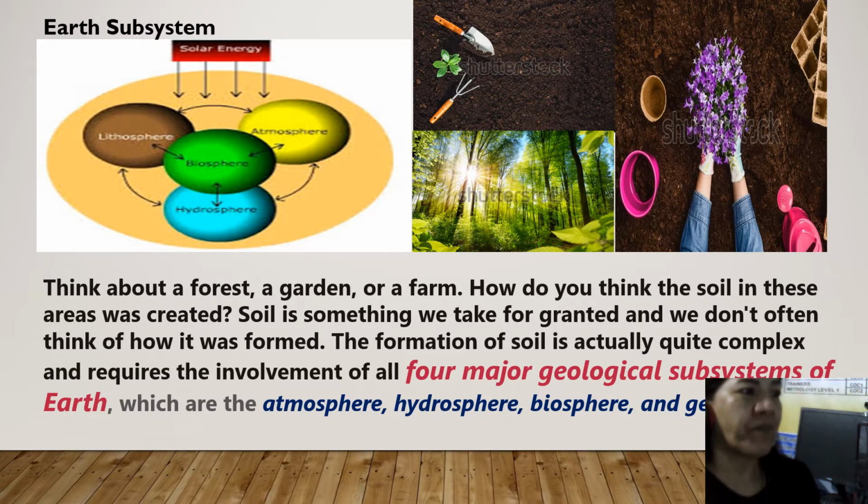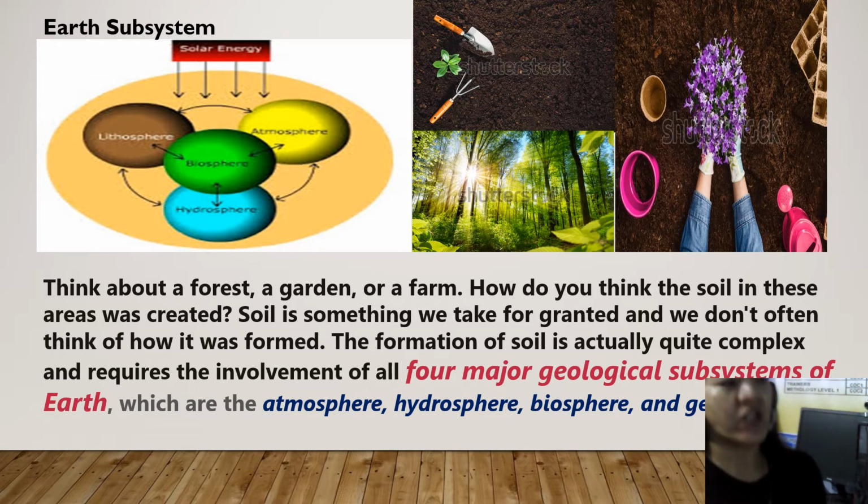The Earth's subsystems are the lithosphere, or what they also call the geosphere, the atmosphere, the biosphere, and the hydrosphere. If you look at the figure, they also have lines and arrows connected from one to the other. So what is their relationship? Why are they interconnected?